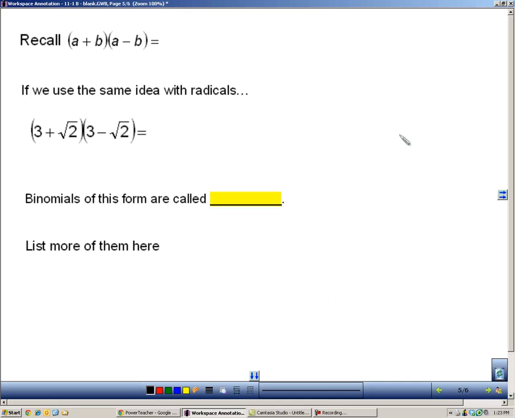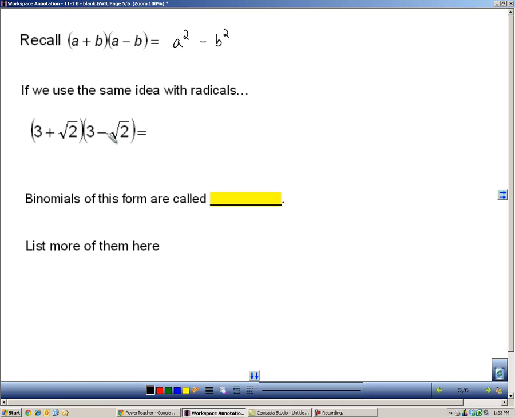If you recall back in chapter 8, we learned about two binomials that look like this, that have the same values with different signs. And if you remember, that created something called a difference of squares. You square the first term, you square the last term, and you put a minus sign in the middle. That idea remains true even with radical signs.